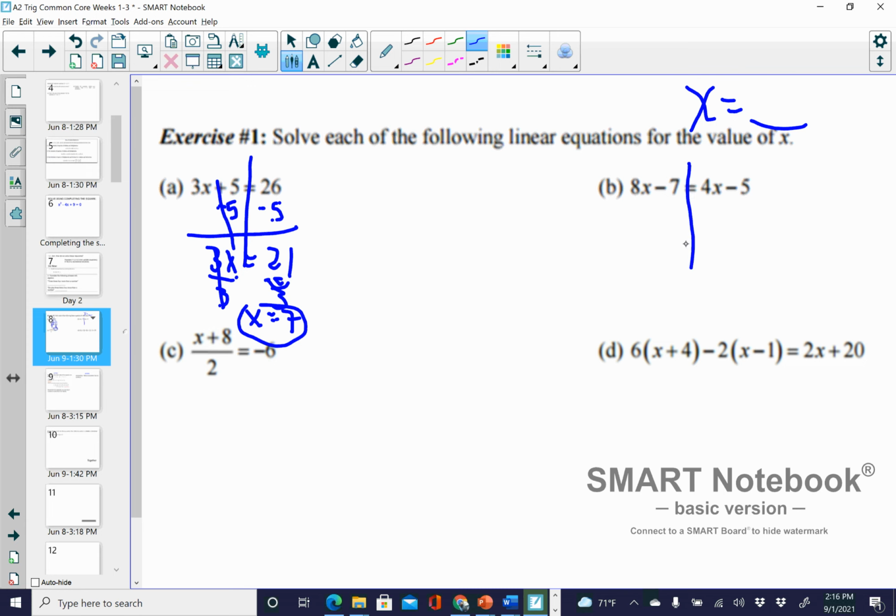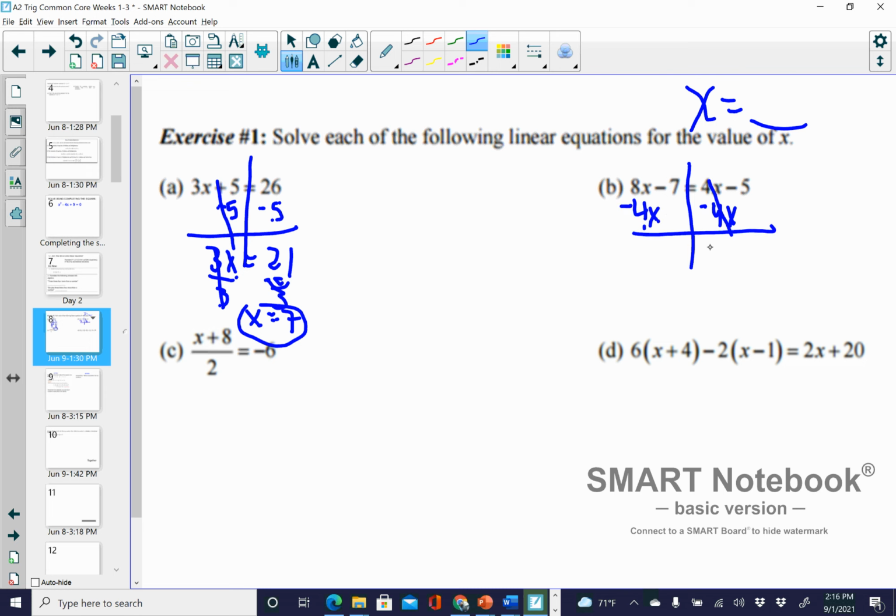For letter B, if we have variables on both sides, you do something very similar. Move all the variables to one side. So you can move the 8 over, but then you're going to get minus 8. 4 minus 8 is a negative 4. I don't like that. I want to keep my x's positive. So what I'm going to do is move that 4x over by subtracting 4x from both sides.